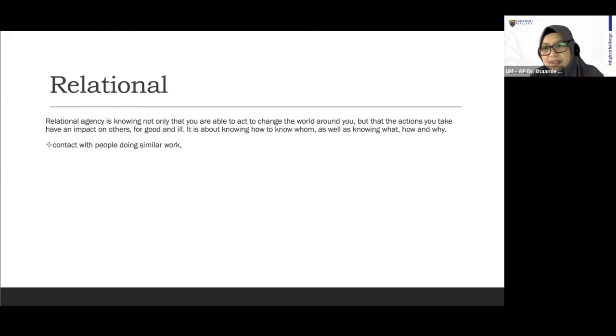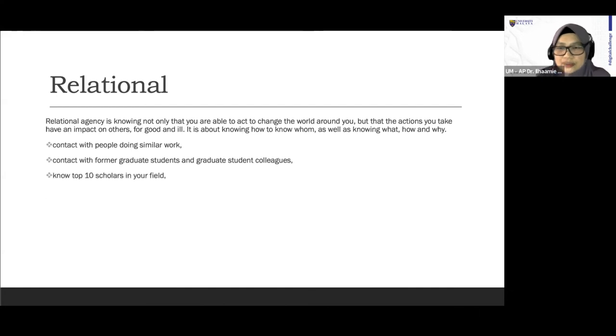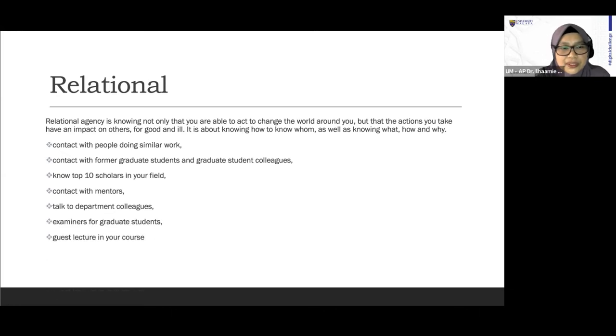And the next R is being relational. What is relational? Relational means that not only are you able to act to change the world around you, but that the action you take has an impact on others for good and ill. It's about knowing how, knowing who, as well as knowing what, how, and why.